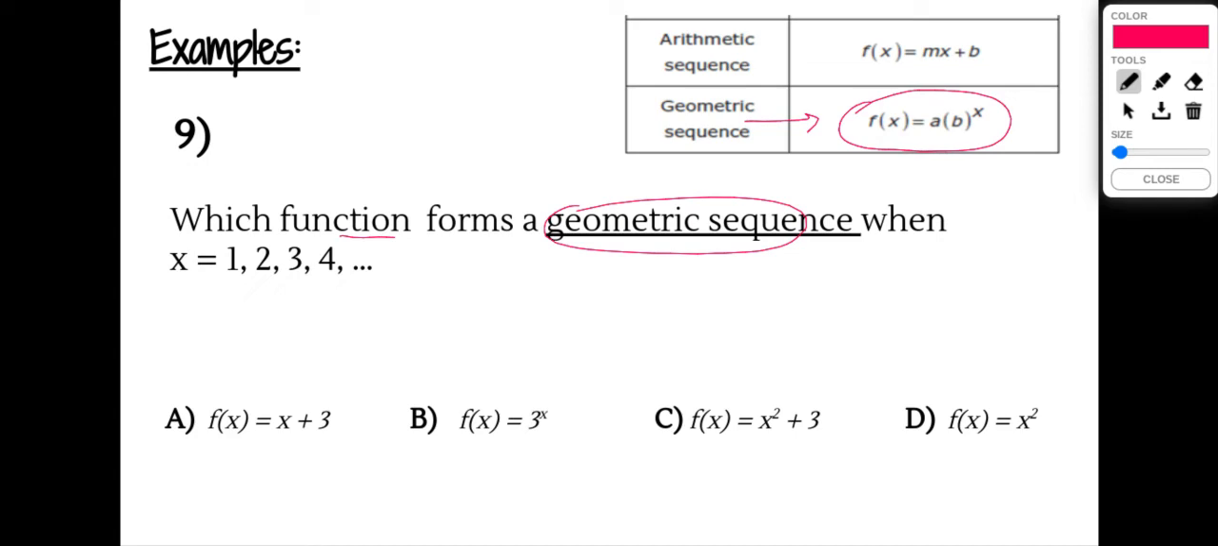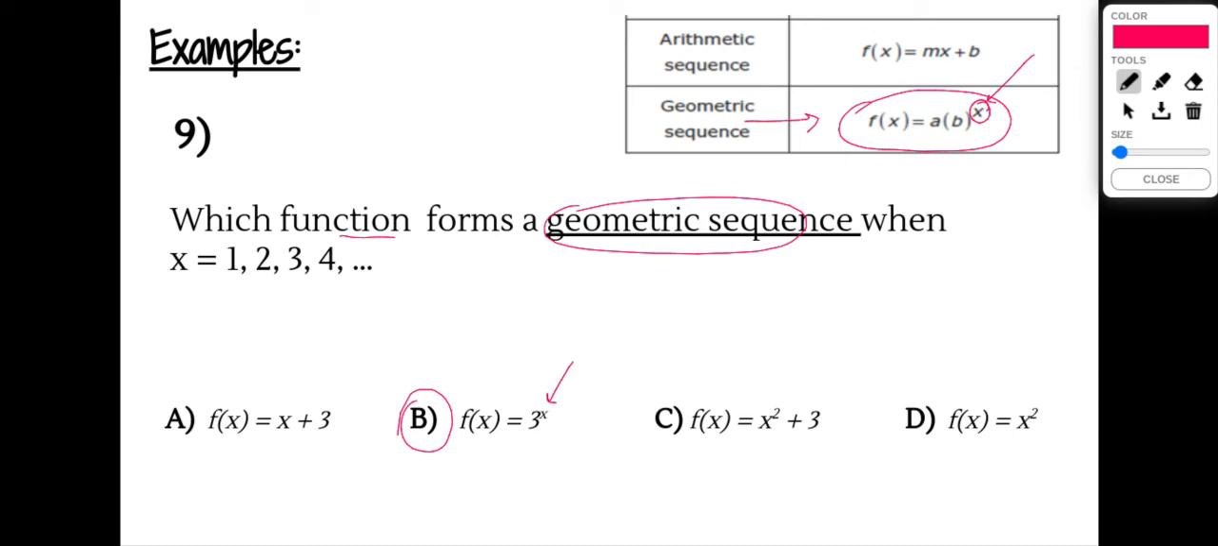So look at the answer choices. Which one looks like that exponential function? Now look really carefully. It's an exponential function, so it has an exponent in it. But what specifically is the exponent? It's an x, which leaves the only answer to be b. It also has an exponent of x. Okay, that would be the answer.